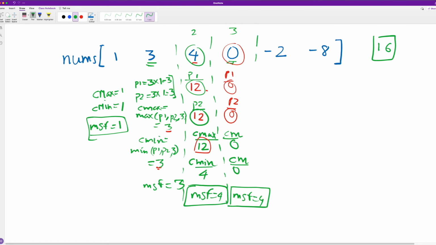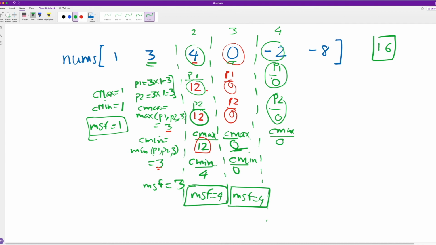So now let's go to the next index, and this is where we see the difference, why we need to calculate the three values and not just P1 and P2 to find the minimum and the max product subarray. So at this index 4, what is P1? So that is -2 times 0 is P1, that is 0. And what is our P2? P2 is -2 times the minimum product subarray, and that is also 0. Now what will be our max product subarray for this index? 0 is the larger of the three, so the max product subarray at this index is 0.